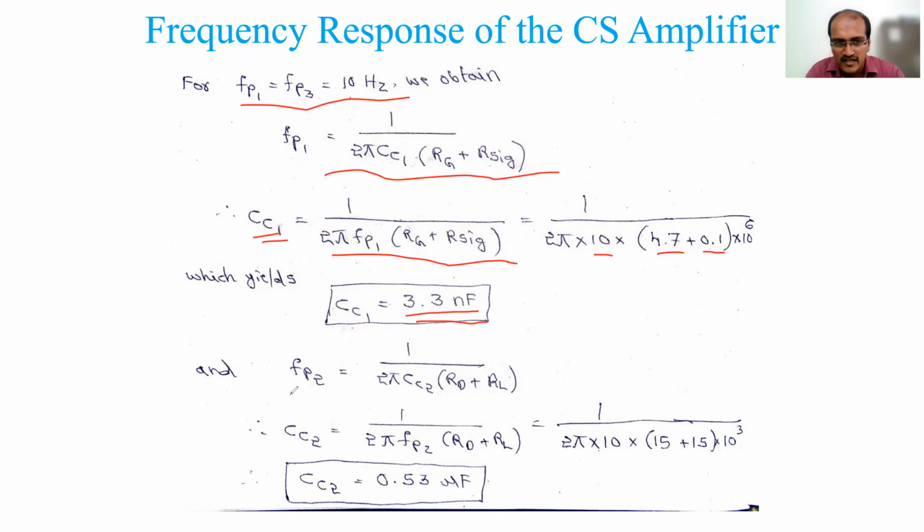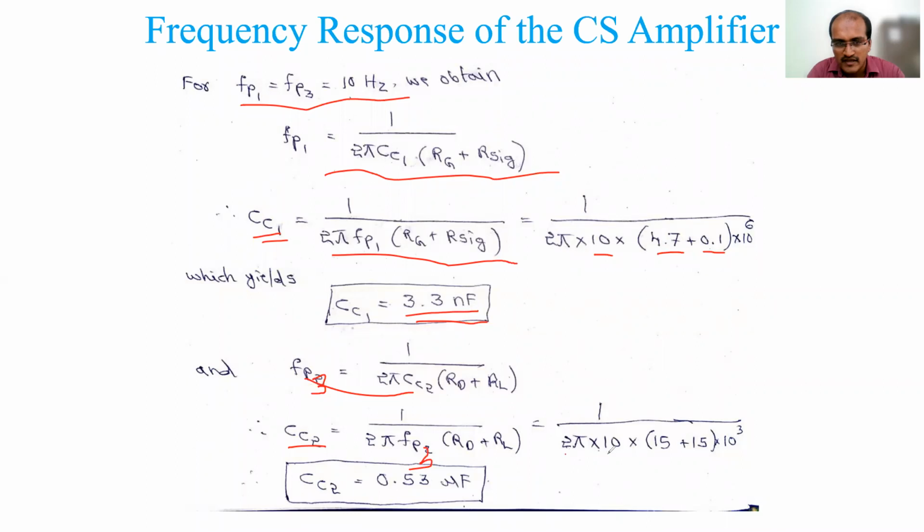Similarly FE3. Here there is a mistake, it should be FE3. While writing it was a mistake, and the same thing here also. So this is FE3. FE3 equals 1/(2π CC2 (RD plus RL)). Again the places are changed: in the CC2 place FE3 will come. So CC2 equals 1/(2π FE3 (RD plus RL)). This is the formula for that.